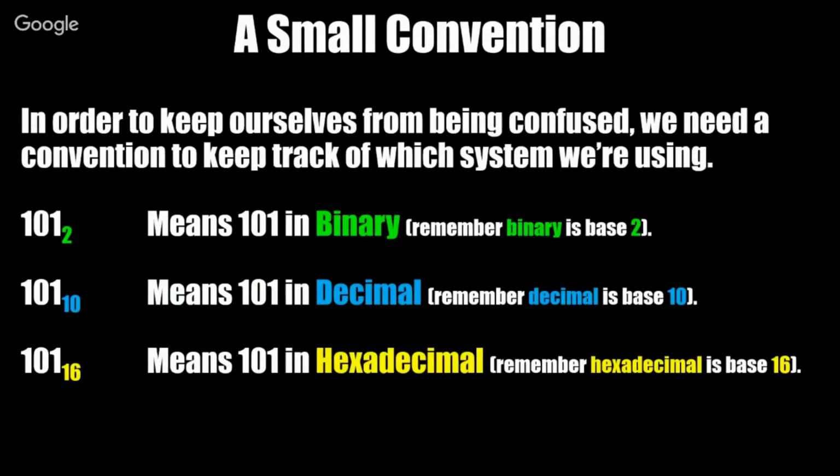Before we begin working with different systems, we'll need a convention to help keep us from getting confused about what number system we're working in. To do that, we'll use a subscript 2 to denote binary, a subscript 10 to denote decimal, and a subscript 16 to denote hexadecimal.